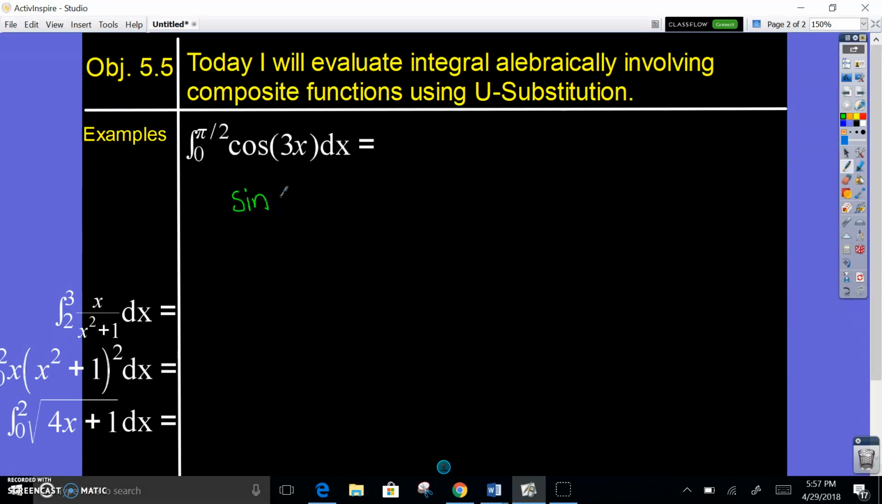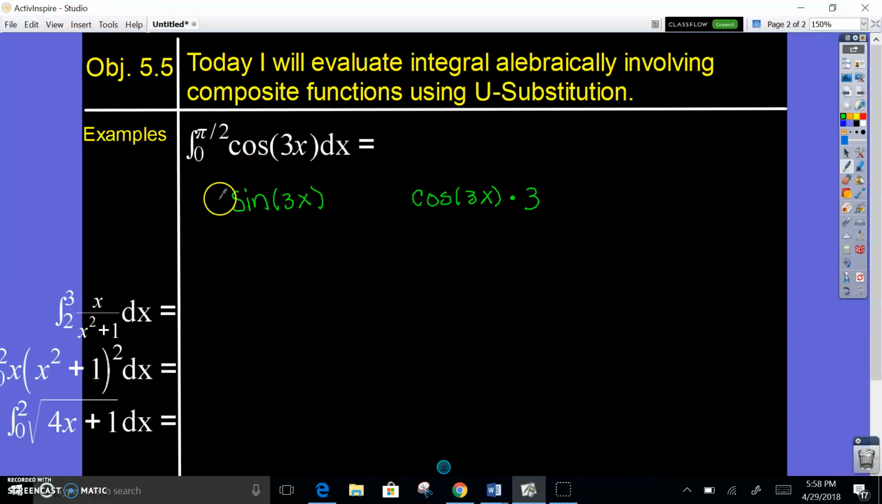So let's see, that'll be sine of 3x. Now, if I take the derivative of sine of 3x, I should get cosine of 3x. So let's try that. Let me take the derivative of this function. If I take the derivative of sine of 3x, I'm going to get cosine of 3x, but then because of chain rule, I'm going to have to multiply that by the derivative of the inside, which is 3. Well, that doesn't quite work out. I wasn't supposed to get 3 cosine of 3x. I just need for it to be cosine.